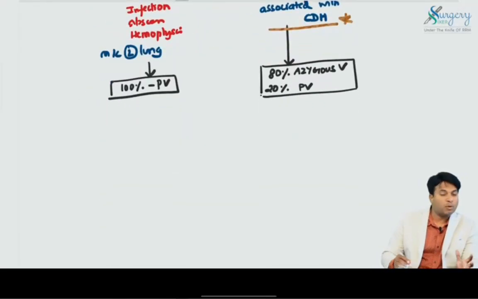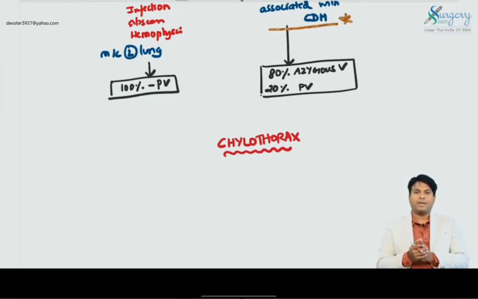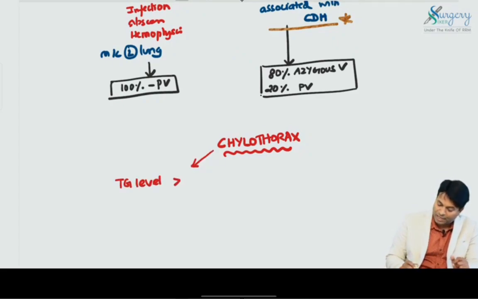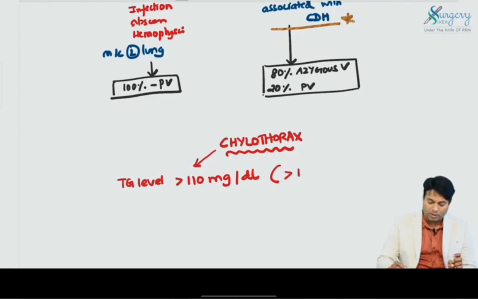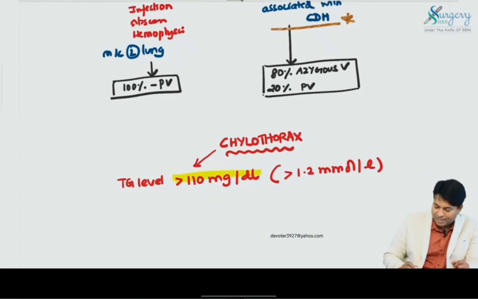In the last chapter we discussed chyluria in the lymphedema chapter. Now it is chylothorax. Sometimes patients may develop chylothorax like a pleural effusion. When we examine the fluid, it is milky white in color, and the triglyceride level is more than 110 milligrams per deciliter, or more than 1.2 millimoles per liter. The triglyceride level is used to say this is a chylothorax.